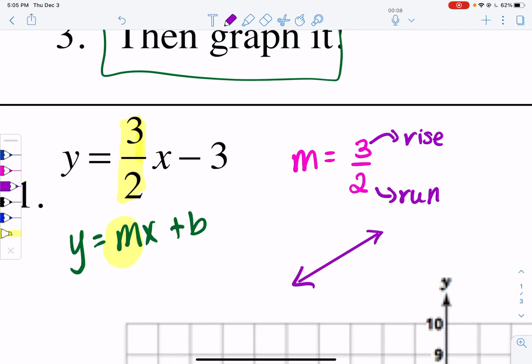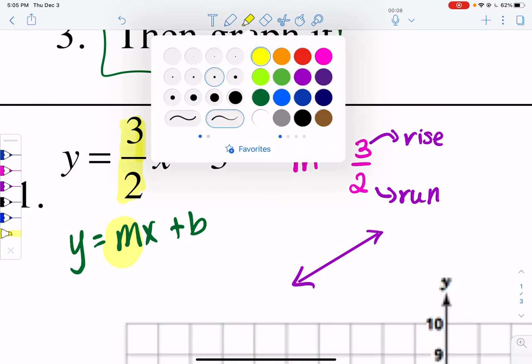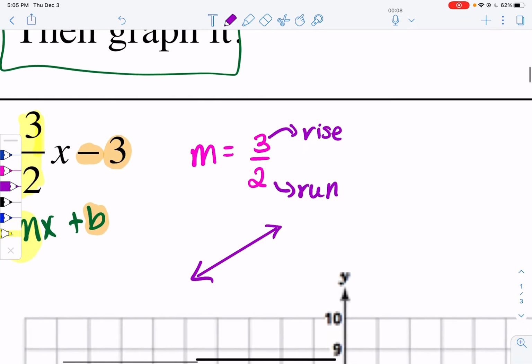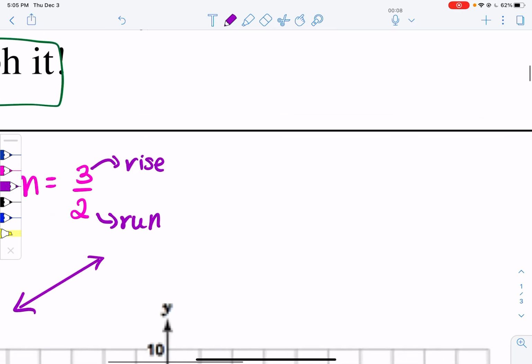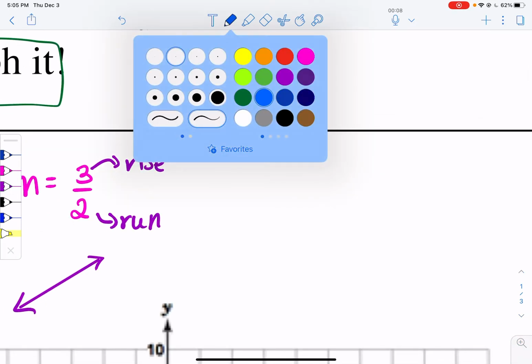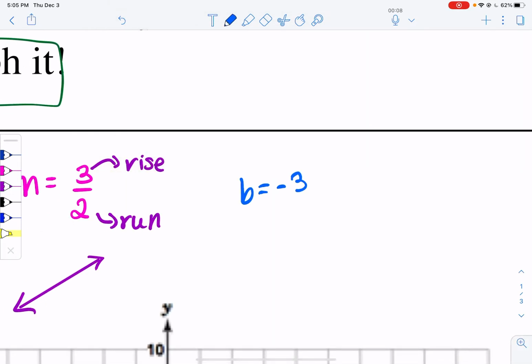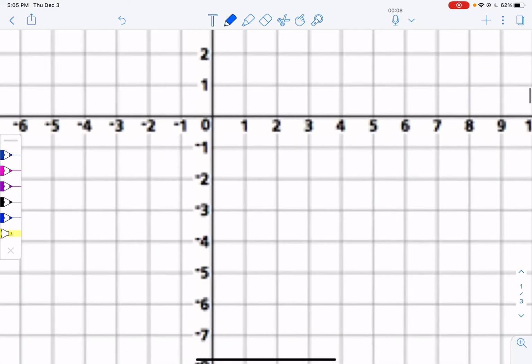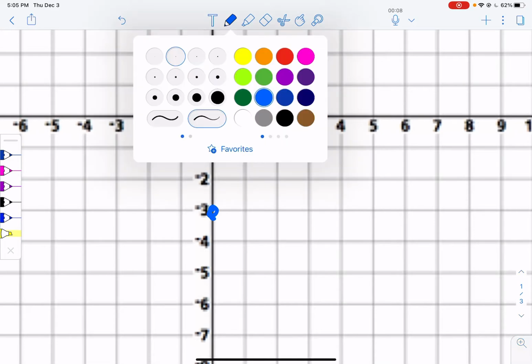And then last but not least, we have to identify our y-intercept. So our y-intercept is the number hanging out by itself. So I'm saying my y-intercept is a 3. But it's not a 3, it's a negative 3. So we need to make sure that we are realizing that we have to look at our signs. So I'm going to write down b equals negative 3. So the first thing I'm going to do is plot that y-intercept of negative 3. And then I'm going to plot my slope.